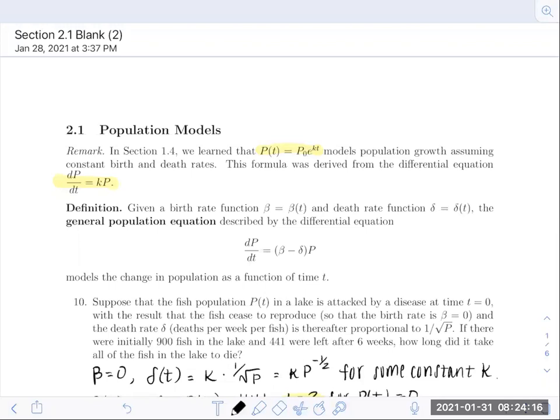We introduced the general population equation, which is given right here at the top of page 1. The general idea here is that the rate of change of the population with respect to time is just the birth rate, a function of time, minus the death rate, a function of time, times the population P. All right, so this is the general population equation. And then we introduced what's known as the logistic equation, which is really just a very specific form of this general population equation. So let's look down at that.